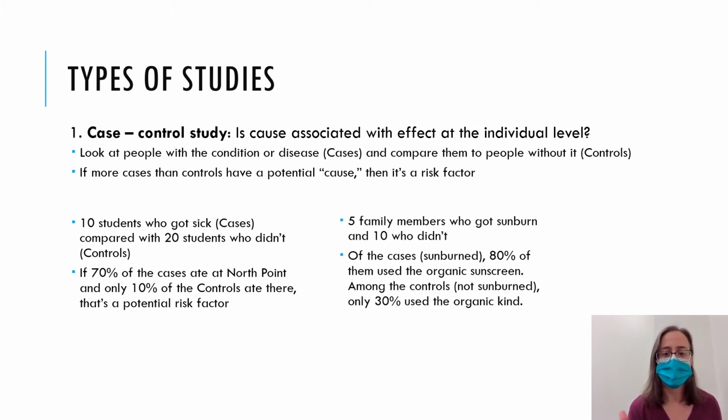Another example, say you go on a vacation with your extended family because there's not a pandemic, and there's 15 of you, and 5 of you get sunburned and 10 don't. And of those cases, those people who got sunburned, let's say that 4 out of 5, 80% of them, used this new organic sunscreen. And then of the people who didn't get sunburned, only 30% used it, right? So that would indicate that perhaps the sunscreen is not as effective.